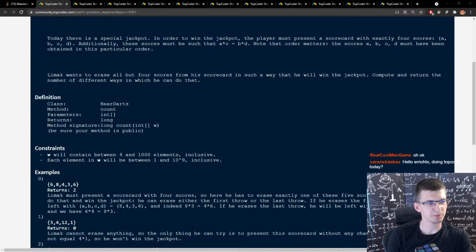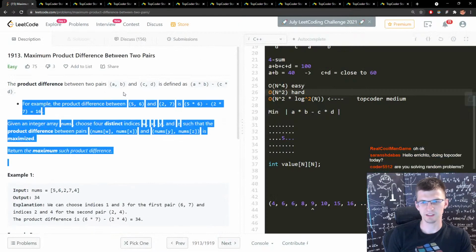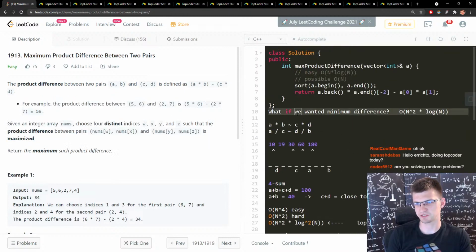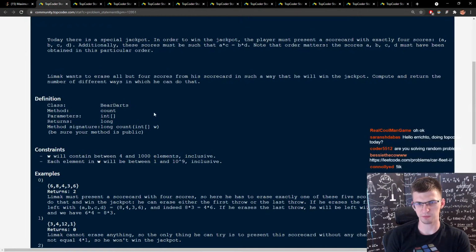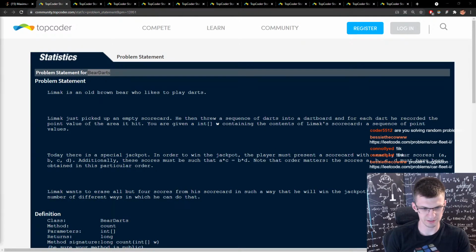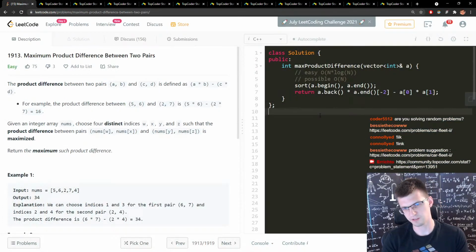No, I'm not doing TopCoder today, and actually I'm moving on to a different problem now. We had this, and then I went on a tangent about a different version of a problem. If you want to practice that, look up the problem Bear Darts in TopCoder. Once again, this is the link. Somebody here suggested a different thing.